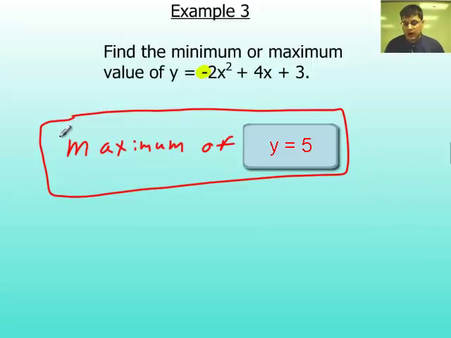Anyway, that concludes graphing and using standard form of a quadratic.